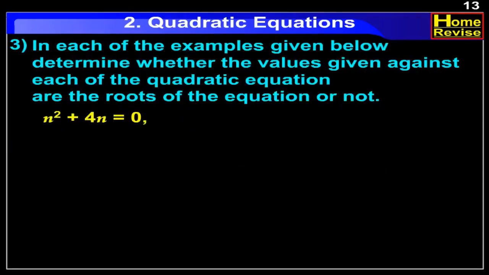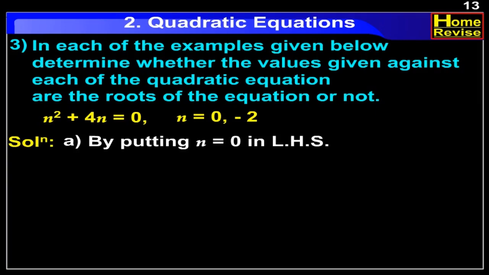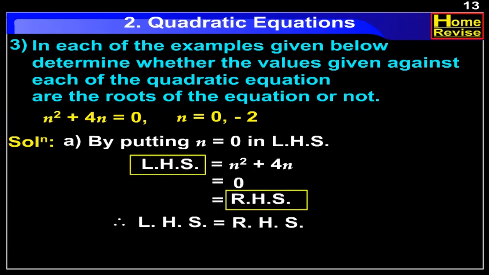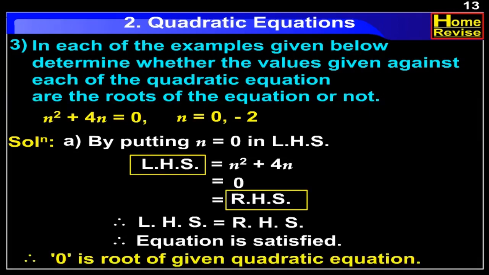n square plus 4n is equal to 0, and n is equal to 0, minus 2. By putting n is equal to 0 in LHS, we have LHS is equal to n square plus 4n, which is equal to 0 square plus 4 into 0, is equal to 0, which is equal to RHS. Therefore, LHS is equal to RHS. Thus, the equation is satisfied. Therefore, 0 is the root of the given quadratic equation.